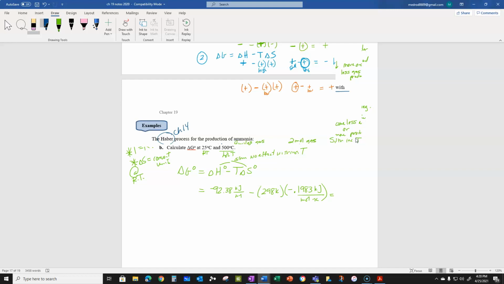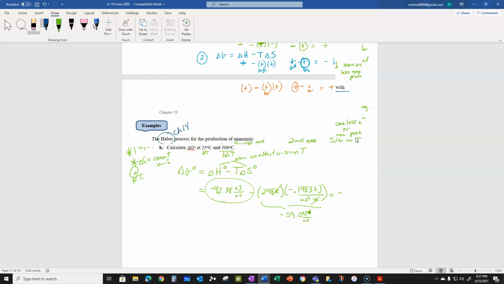All right, so let's tackle this part right here. So 298 times that negative number, 0.1983. So this portion right here is negative 59. I'll use 3 sig figs, 59.0. And now I just have kJ. Kelvin's gone, so kJ per mole. But I have a negative minus this negative number. Okay, so obviously this part's going to turn out positive, but this negative is still dominating it.